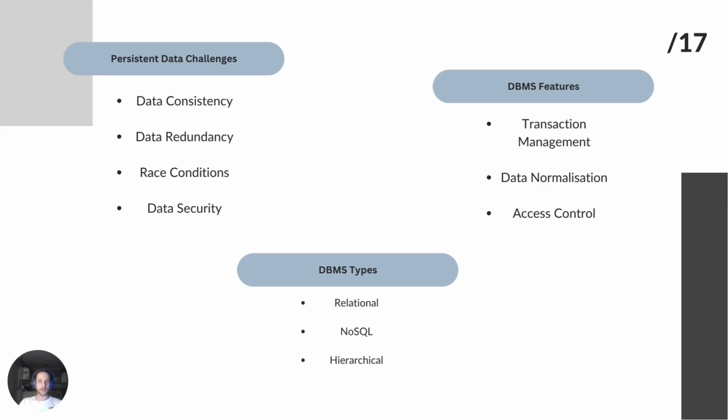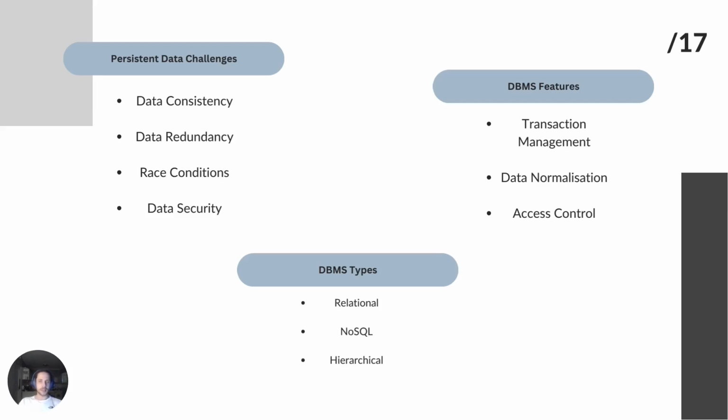And so in order to solve some of these problems over the years, we have seen the rise of database management systems, and they have certain features that are able to basically ensure that those challenges are covered, that they aren't an issue as much as they could be. So some of the features of database management systems are transaction management, data normalization, and access controls.